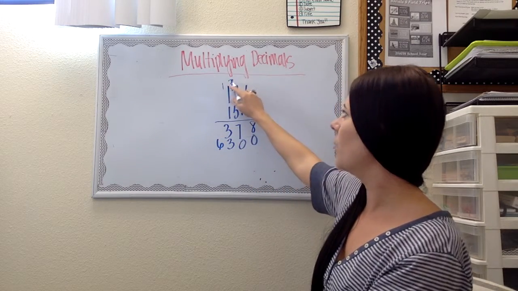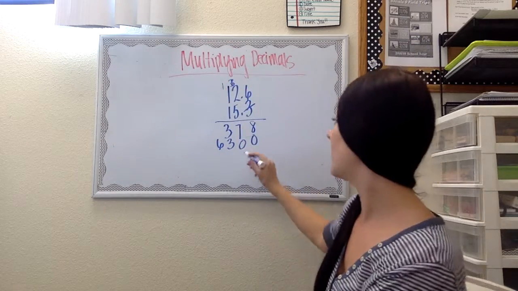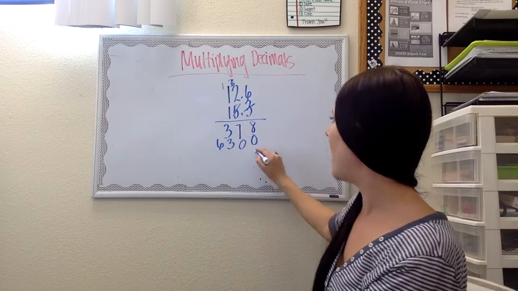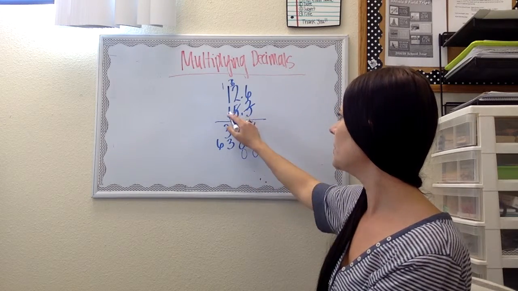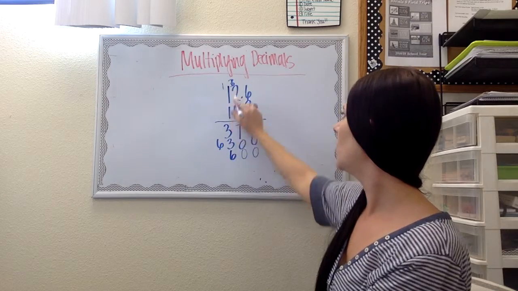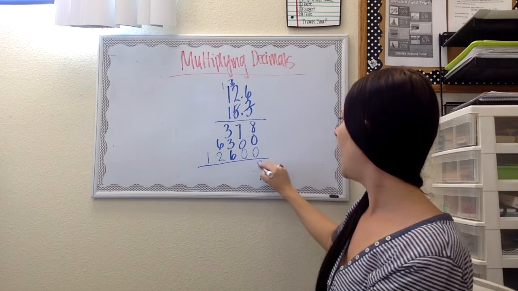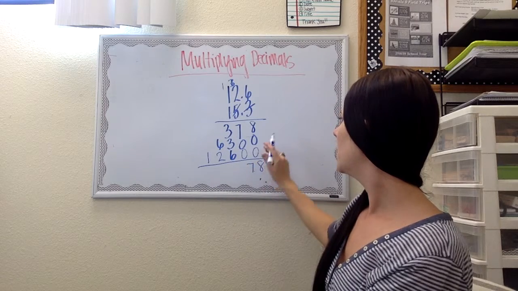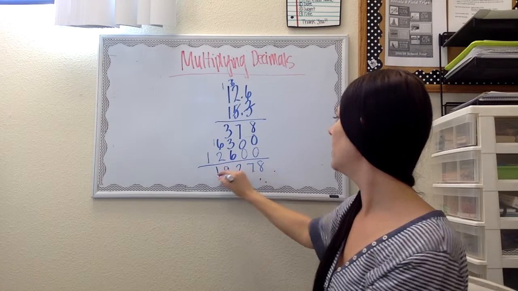I try to write over these so that I don't get confused what I'm carrying now and what I carried last time. Now I'm crossing this 5 out, and since there's two numbers crossed out, I need 2 zeros. So 1 times 6 is 6, 1 times 2 is 2, 1 times 1 is 1, and then I add all of these up. 12, 6, 7, 8, 9, 1.